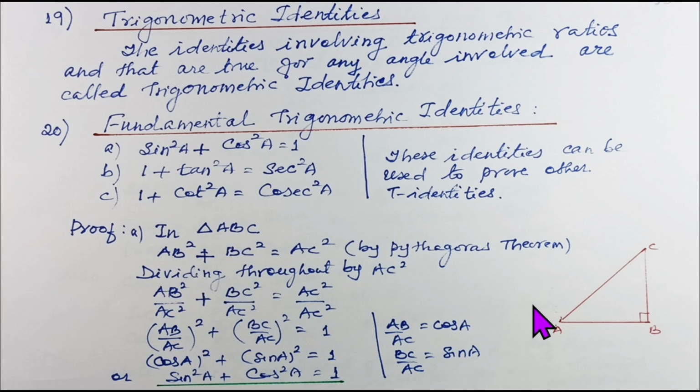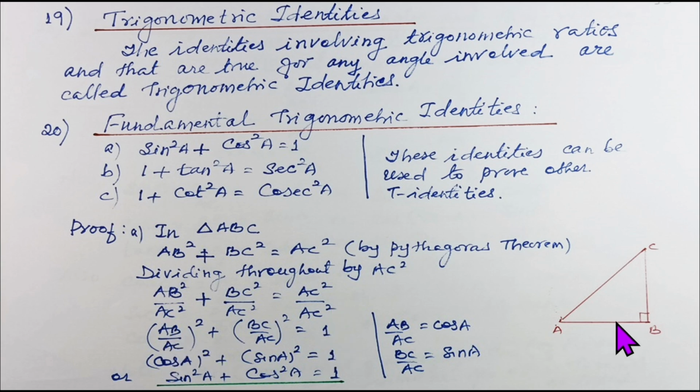Now we have a triangle ABC here, in which angle B is 90 degrees. By applying Pythagoras theorem, we have AC square is equal to AB square plus BC square. So AB square plus BC square is equal to AC square. Now let us divide throughout by AC square. I am dividing AB square by AC square, BC square by AC square, and AC square by AC square. We get (AB upon AC) whole raised to square, (BC by AC) whole raised to square, and AC square by AC square is 1.